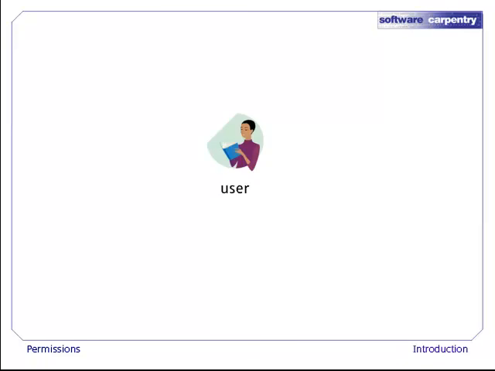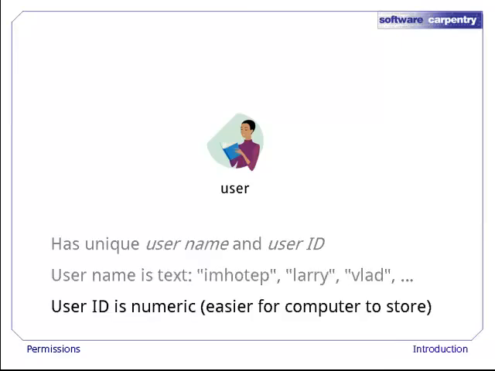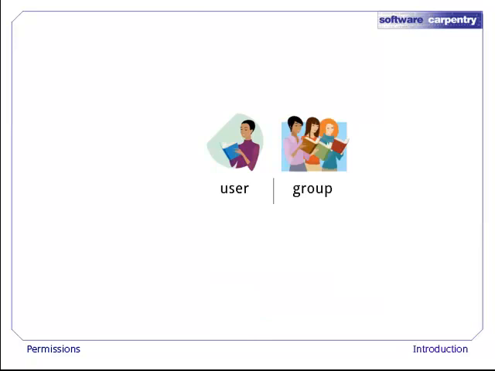Let's start with a single user. She has a unique username and user ID. Her username is textual, and her user ID is an integer. It might seem redundant to have this as well as her username, but integers are easier for computers to work with. Computers also manage groups.